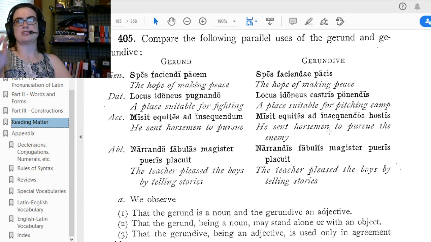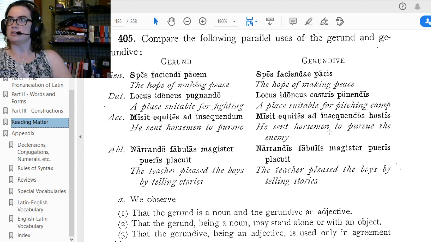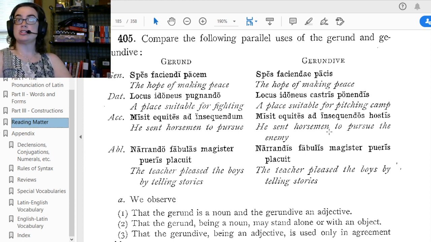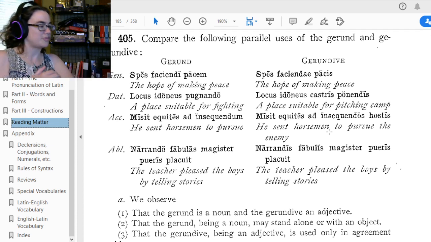Locus idoneus castris ponendis, a place suitable for putting camps, castris ponendis, pitching camps, for camp-pitching. If you wanted to turn that into a gerund, it'd be a place suitable for putting, ponendo, because you'd put it in the singular dative, and then camps you would have as the object of the verb. So it would be accusative direct object castra. Locus idoneus castra ponendo. That's how it goes.